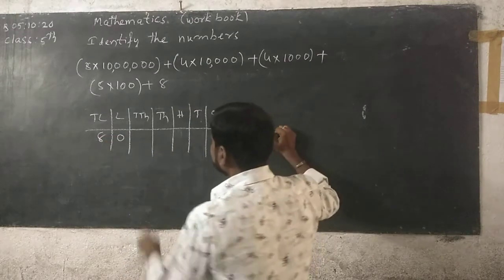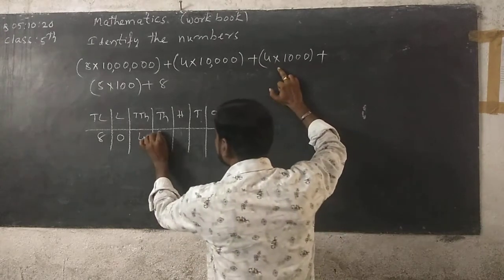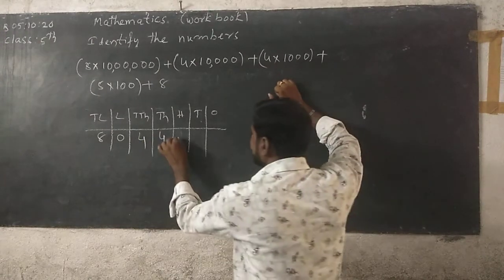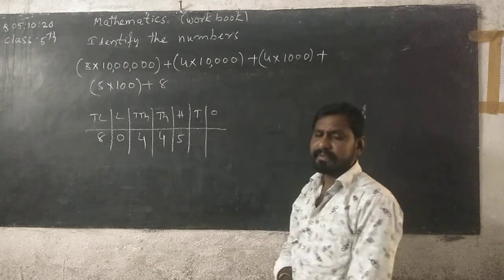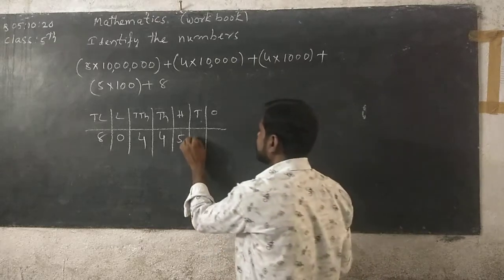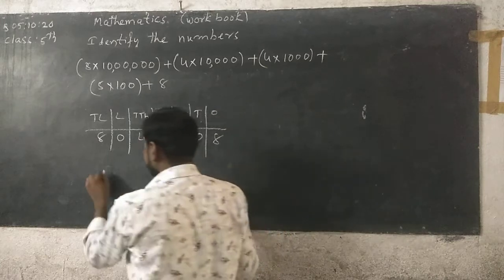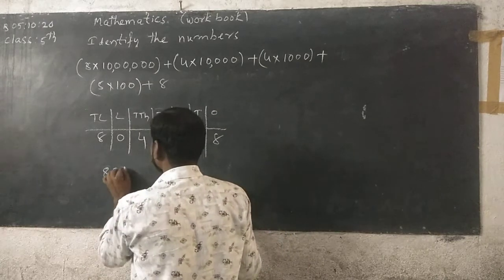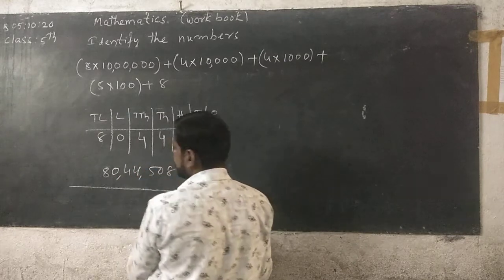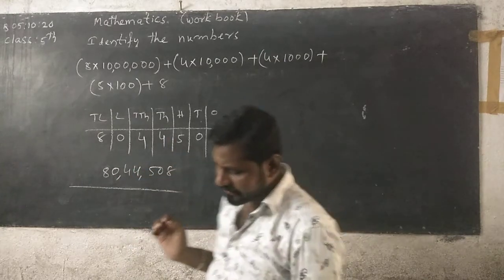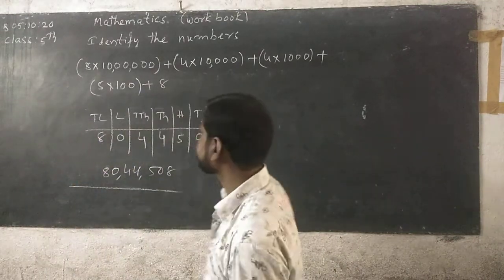Now next, 4 is in 10,000 place. Again 4 is in thousands place. Next, 5 is in hundreds place. Here there is no tens, so you can write 0. 8 is in ones place. The given number is 80 lakh 44,508. Now next, write the place value chart for the following numbers. This is very easy, beta.